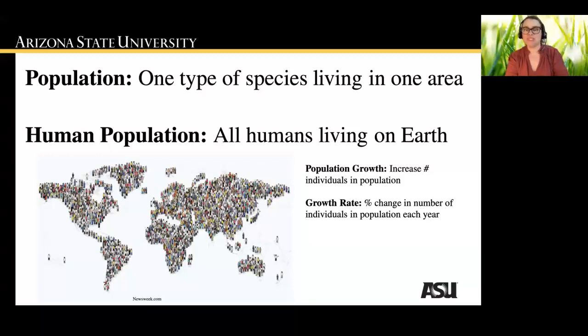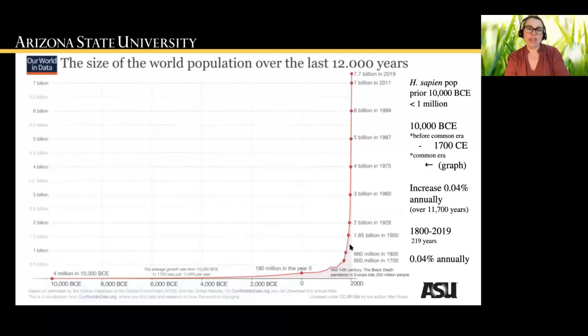The growth rate is a percent change per year that occurs within the number of individuals in a population. So for humans, the percentage of increase or decrease in population size every year. When we look at this as a graph, we can see that from about 10,000 BCE, which is before the Common Era that we're in now, through about 2019, which was about a year and a half ago, we are at 7.7 billion individuals living on Earth.